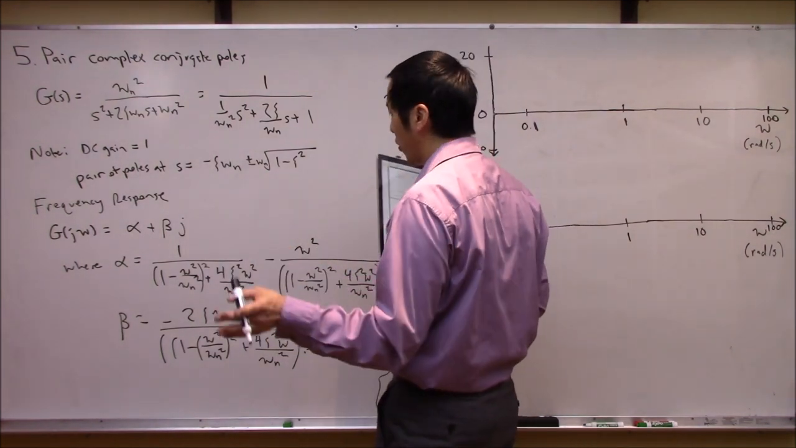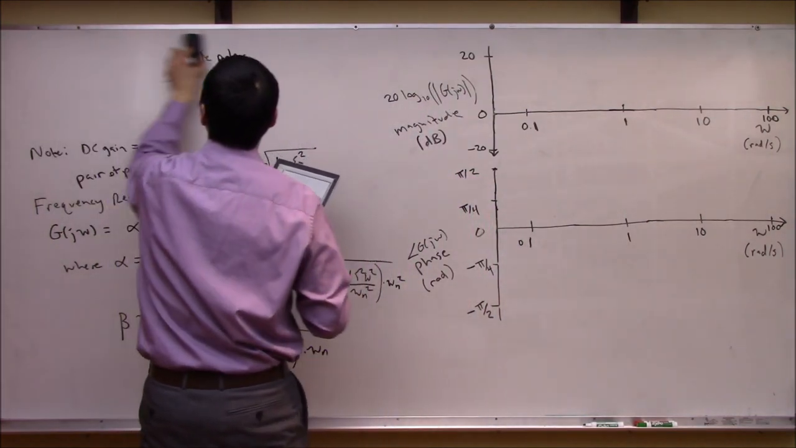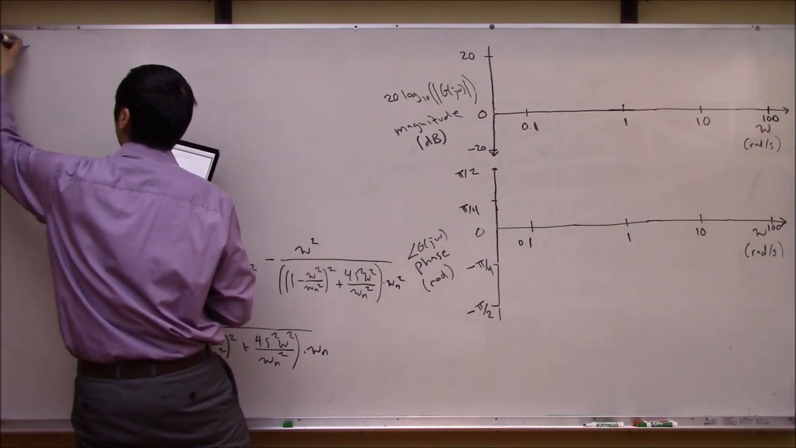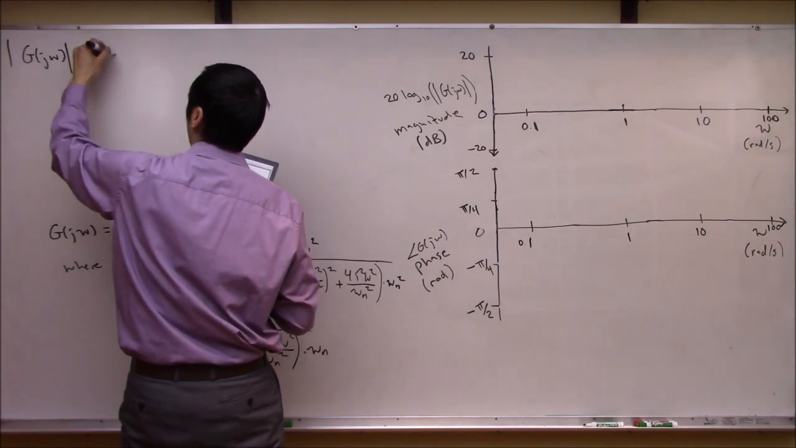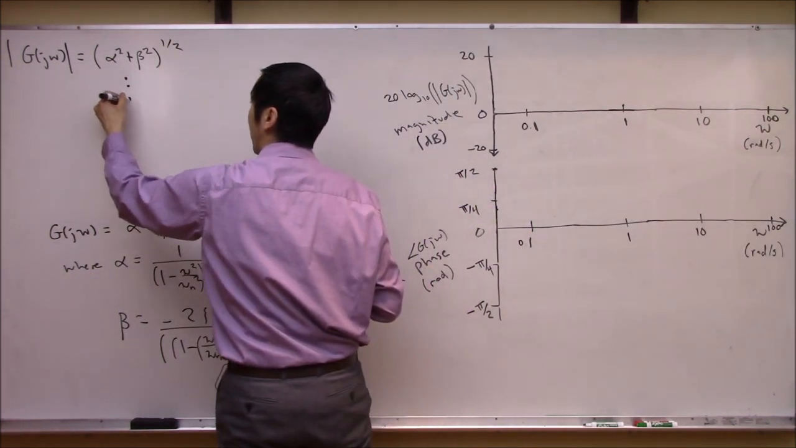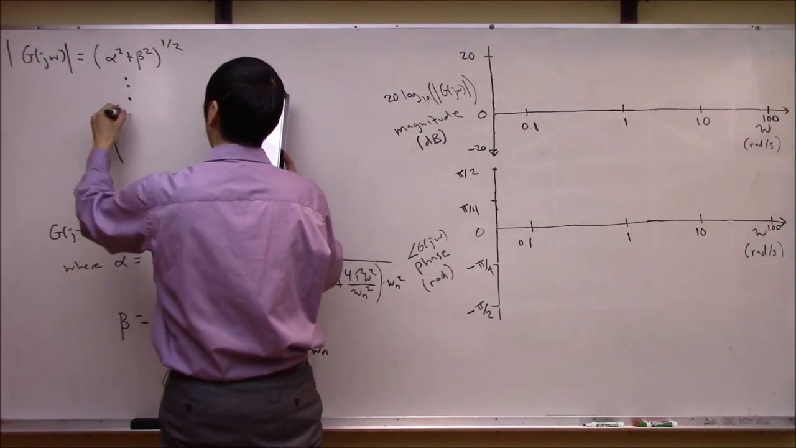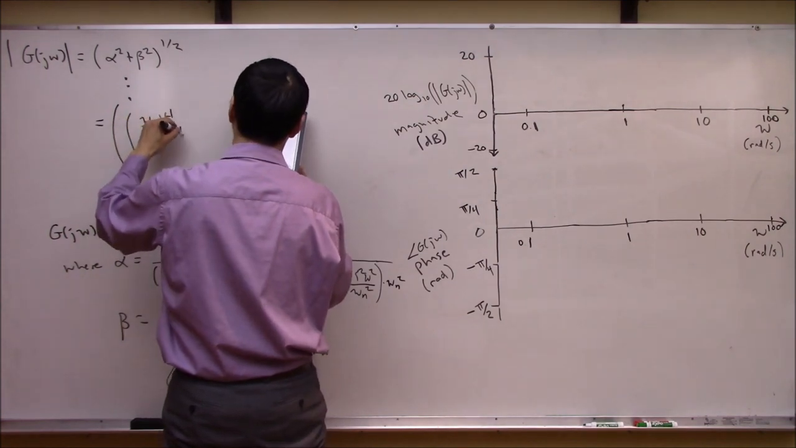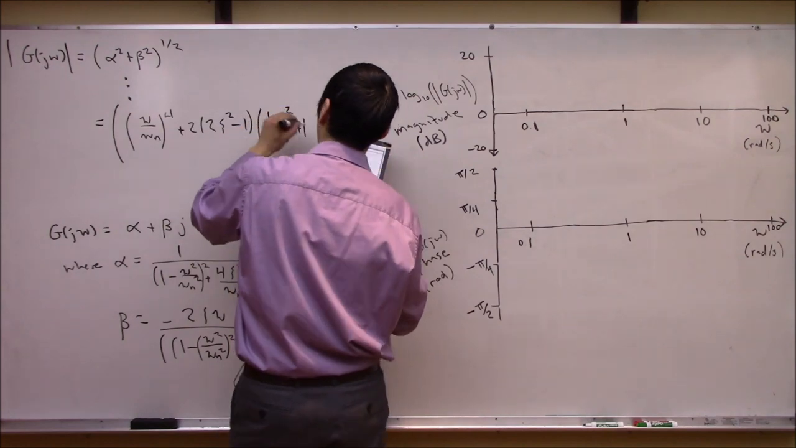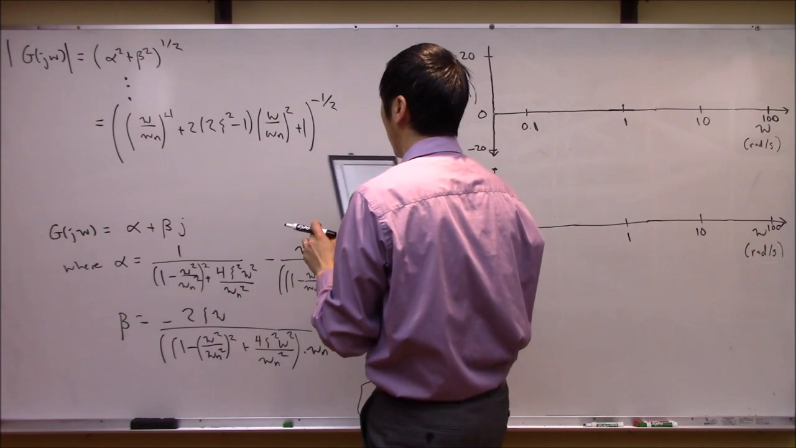All right, so before we go over to Mathematica, let's do one more operation here. Basically, let's get the magnitude of this complex number. So let's go ahead and do the magnitude of G of j omega. I'm going to be very careful of what I erase. All right, the magnitude of G of j omega is just alpha squared plus beta squared to the 1/2. Again, we're going to do this in Mathematica where you jam these things in and do the manipulations, and I claim that after all of the manipulations, you're going to get this thing to look like this: omega over omega n to the 4th plus 2 times 2 zeta squared minus 1 times the quantity omega all over omega n squared plus 1, to the minus 1/2. Yikes.